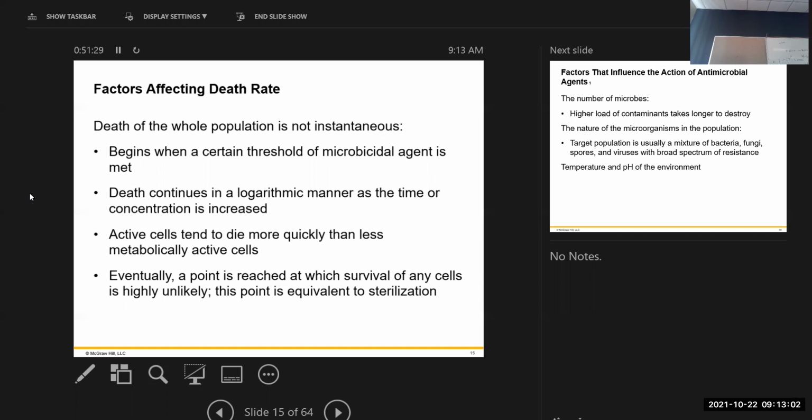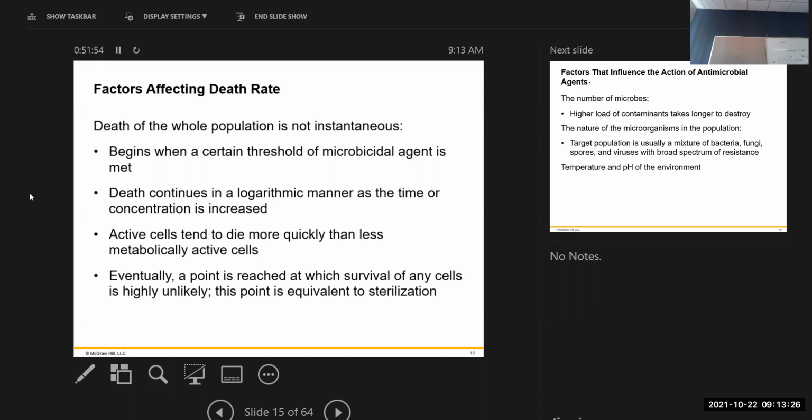So you never just kill microbes like that. You kill them in a logarithmic manner. You kill them in orders of 10. So 10 to the 6th, then you reduce them by 10, now there's 10 to the 5th. So a million, 100,000, 10,000, 1,000, 100, 10, 1, zip, over a period of time.